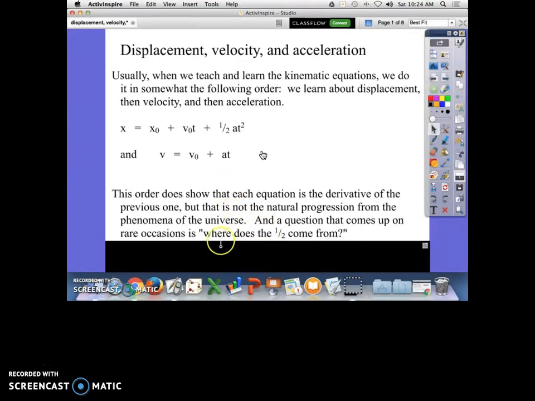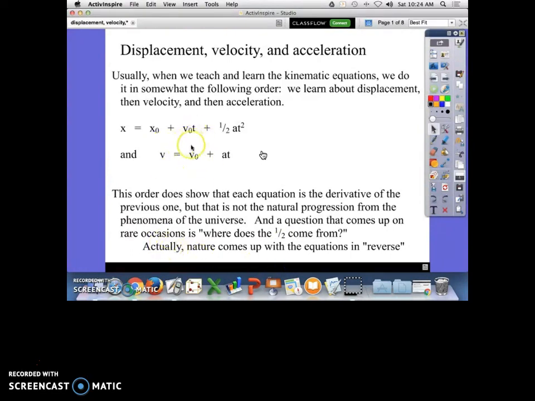And a question does come up on rare occasions: where does this half come from? A couple of times in my career I've had a student ask this. I think I've always led them to that question, but I remember when I was in high school seeing this equation and asking my high school physics teacher, okay, where does that half come from? His answer was something like, well, it just is there. Now, that's not an acceptable answer.